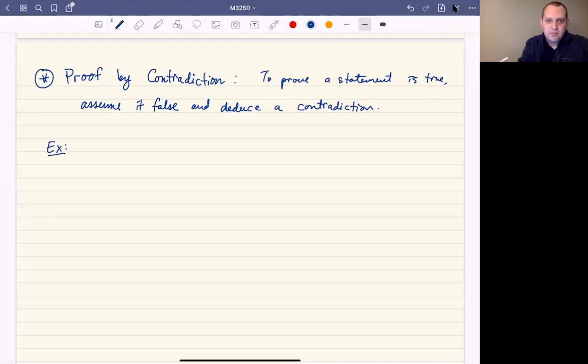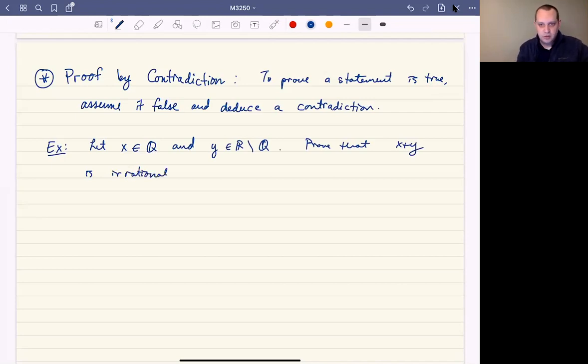I want to start with something where, let's say, let x be a rational number and y an irrational number. So y is going to be a real number that's not rational. What I want to do is prove that x plus y is irrational. In other words, the sum of a rational and an irrational number is irrational.